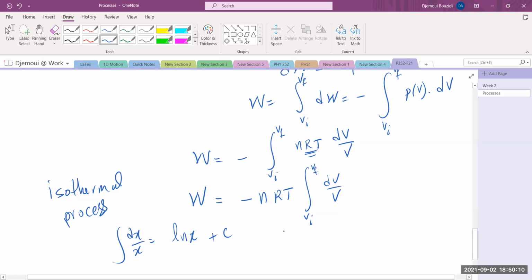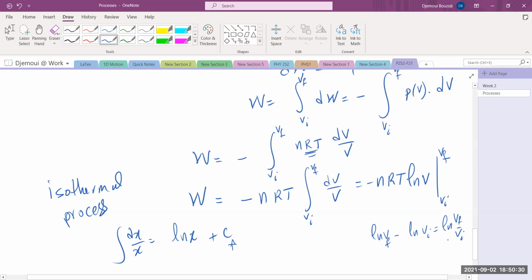Since it's a bounded integral, it doesn't matter about this constant. So it's going to be minus nRT ln of V evaluated between the initial value and the final value. And this is going to be ln of VF minus ln of VI. And this is actually going to be ln of VF over VI.